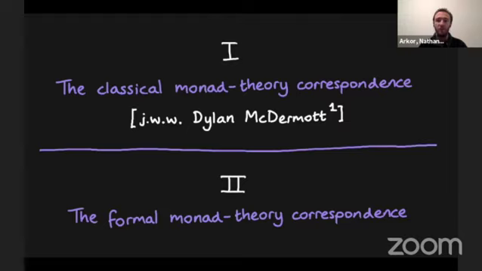To do this, I'm splitting the talk into two parts. In the first part, we're going to be talking about the classical monad-theory correspondence, the one between algebraic theories à la Lawvere and finitary monads on Set. This is joint work with Dylan McDermott. In the second part of the talk, I'm going to talk about how we can consider this perspective in a more general setting, in the setting of 2-categories with nice structure, so we can reenact the correspondence and prove the classical monad-theory correspondence as a special case, as well as other correspondences that have appeared in the literature.